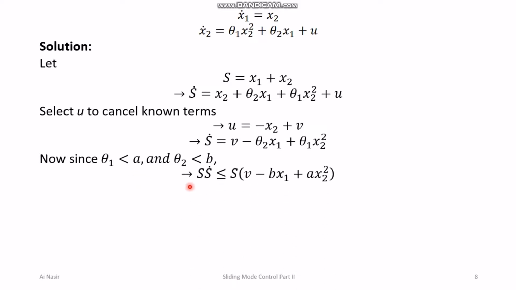So we can say that S times S dot is less than or equal to S times the expression for S dot, which is v minus... So we replace theta 2 with B and we replace theta 1 with A. Alright, so you can also select v equal to minus bx1 plus ax2 square plus sine of s.